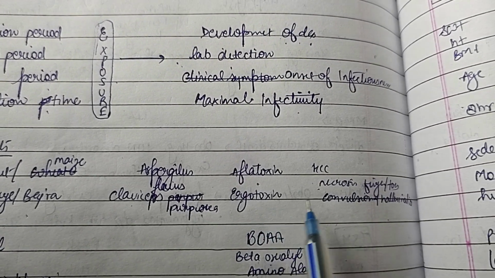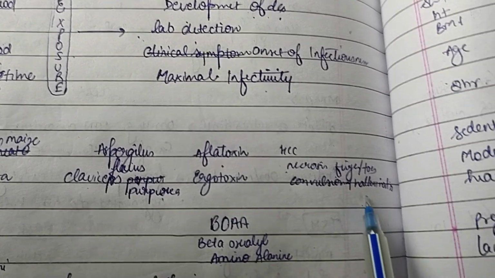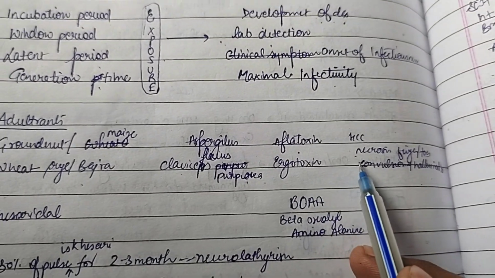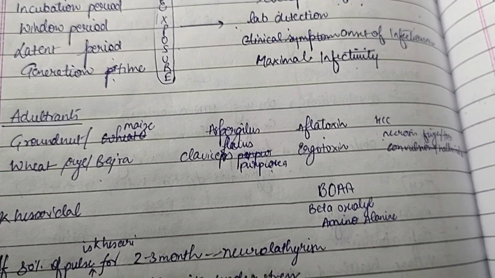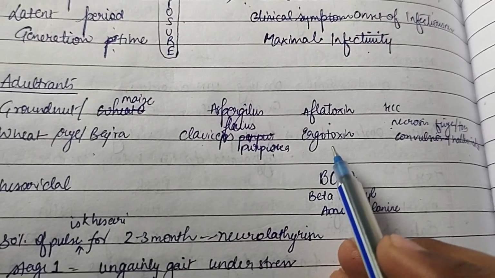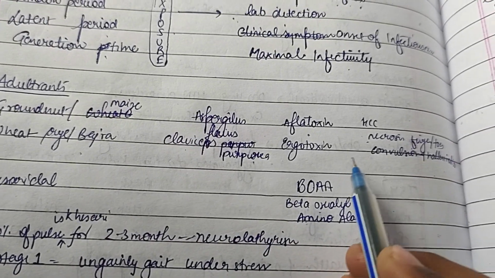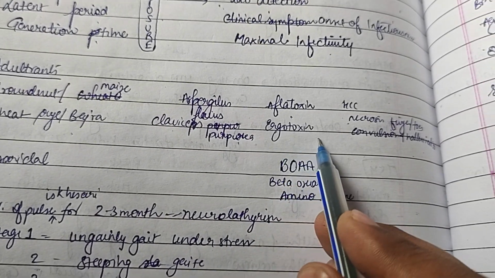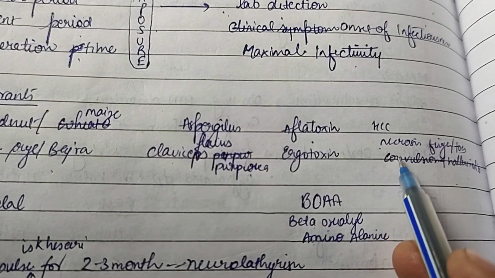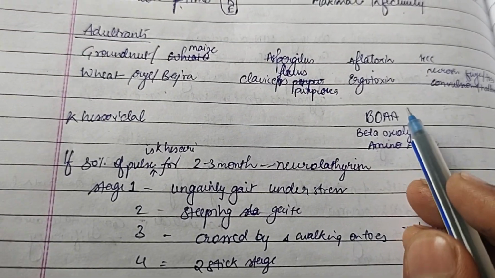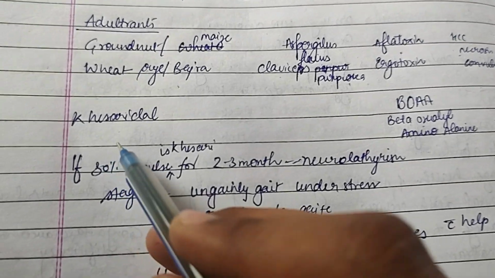Ergotoxin causes necrosis of fingers and toes, convulsions, and hallucinations. We can remember this by the fact that we give ergotamine to reduce migraine attacks, which causes vasoconstriction. So when we take ergotoxin, it causes vasoconstriction of peripheral blood vessels, which causes necrosis of fingers and toes, and convulsions. Now the most famous is kesari dal.